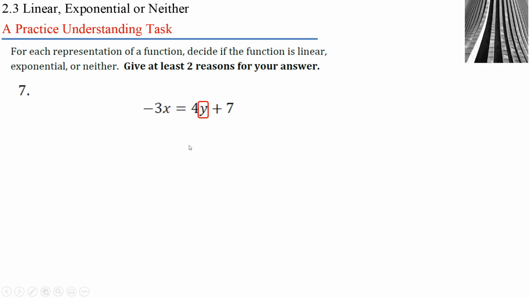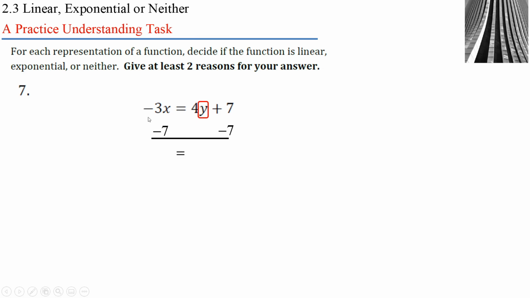If I was going to solve for this y, remember we're doing the opposite of GEMDAS. We always have to get rid of addition or subtraction first. So do you see this plus 7 right here? We need to get rid of that. So let's subtract 7 from both sides of this equation. And we show that just like this. And then we bring down our equal sign.